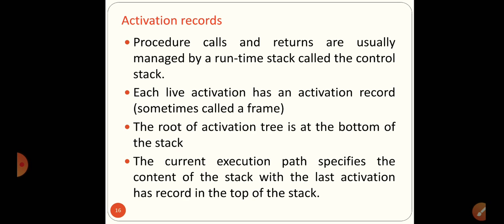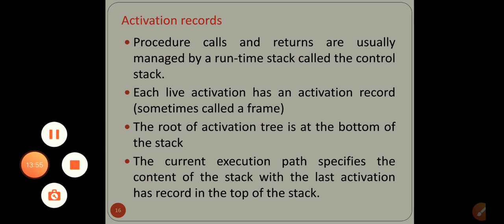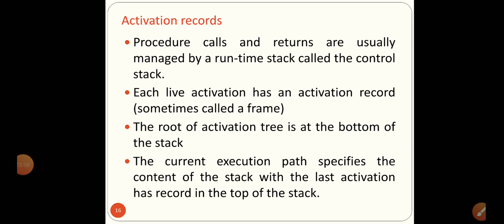Activation record. The procedure calls and returns are usually managed by a runtime stack called the control stack. This is the stack which is managed during runtime. Each live activation has an activation record, also called the execution frame, or simply the frame. The root of the activation tree is at the bottom of the stack. The current execution path specifies the content of the stack, with the last activation record at the top of the stack. We will see an example.